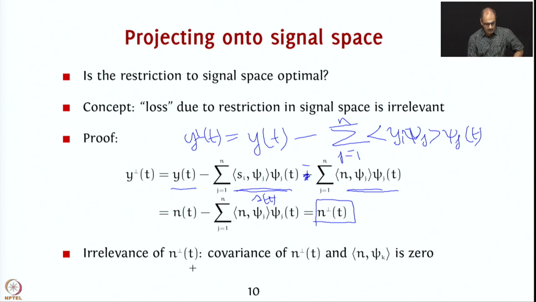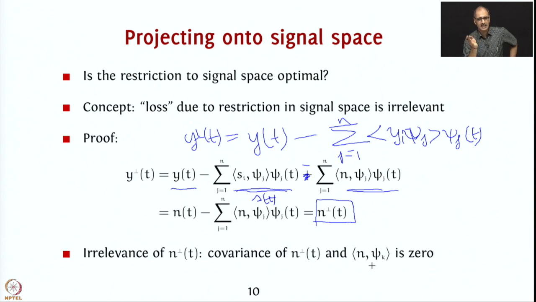How? The irrelevance of n perpendicular of t can be ascertained by looking at the covariance of n perpendicular and each of these n and psi k's. That is because these are the parts that are going to determine which s_i was sent. So let's look at that. If you evaluate the covariance of n perpendicular and the part that is along psi k, you will find that it is 0. In other words, n perpendicular is uncorrelated with each of the components of the vector n, which you get by projecting n along psi 1, psi 2, psi k, and this uncorrelatedness translates to independence, and this means that n perpendicular is irrelevant.